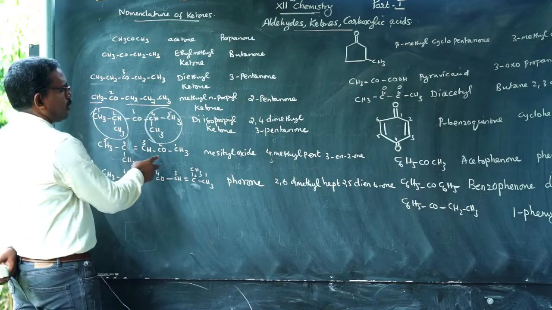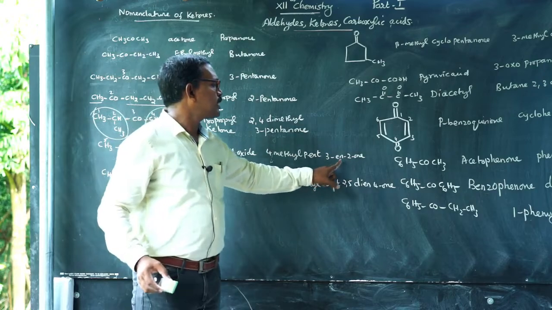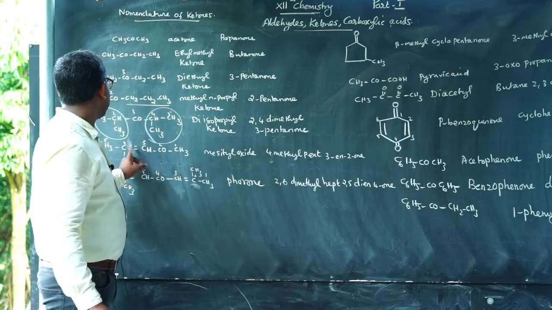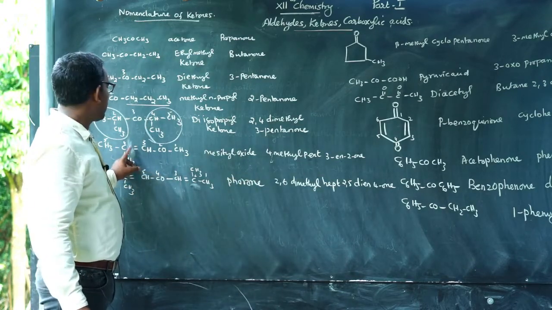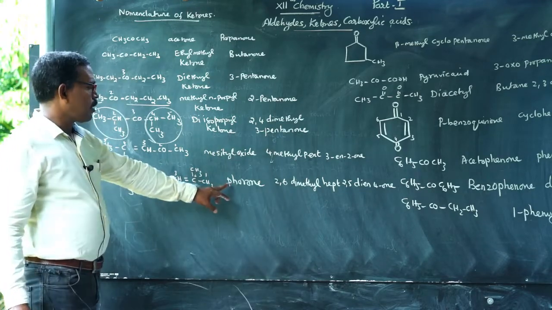4-methyl. Totally 5 carbon atoms. Pent-3-ene-2-one. 3-ene: in between carbon number 3 and 4 a double bond is present. So 4-methylpent-3-en-2-one. Another compound, phorone.